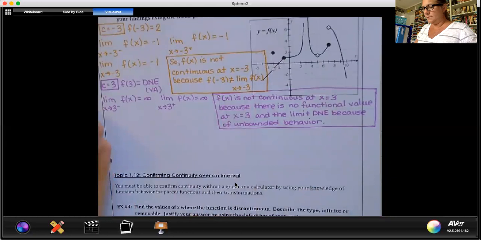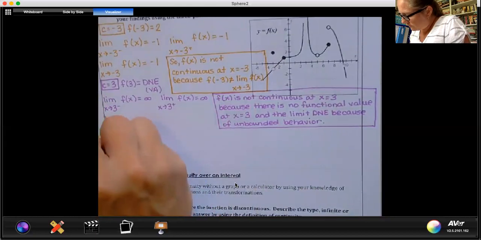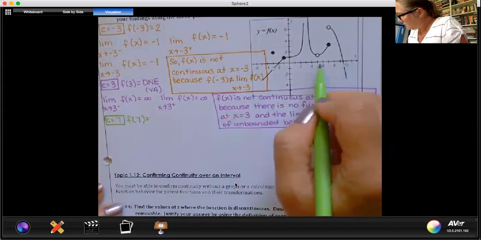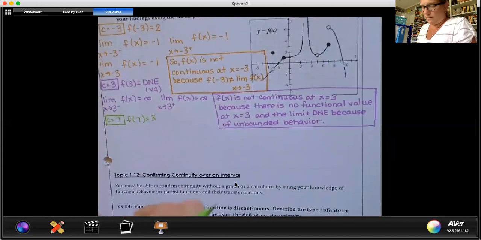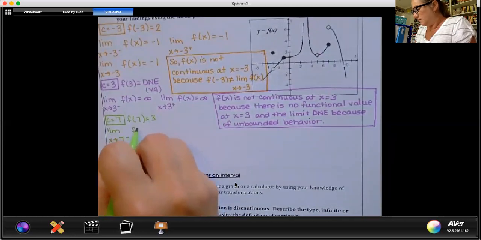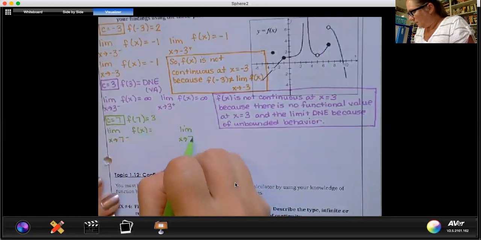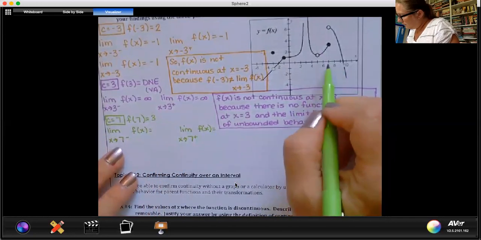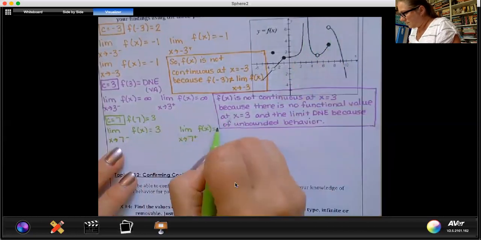All right, same thing for c equals 7. f of 7 is 3. The limit as x approaches 7 from the left, and the limit as x approaches 7 from the right. So the limit from the left is 3, and from the right is 6.